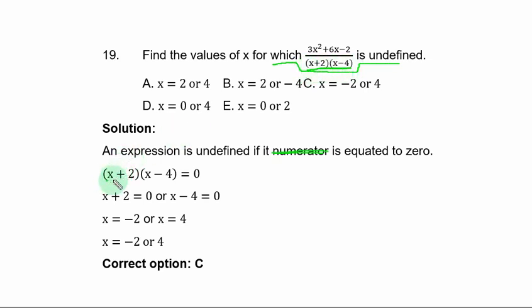That is S plus 2, S minus 4 equal to 0. You equate each term to 0 in this form. And when you solve for S, S is equal to minus 2 or S is equal to 4. Therefore, S is equal to minus 2 or 4. The correct option is C.